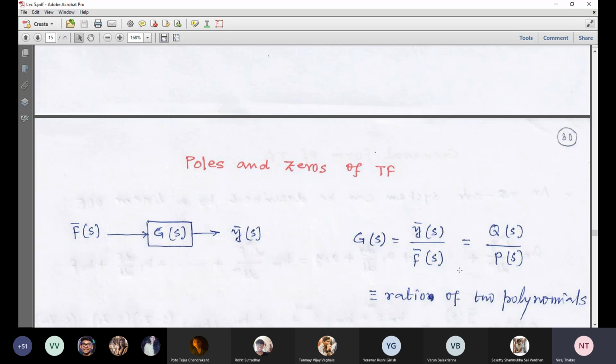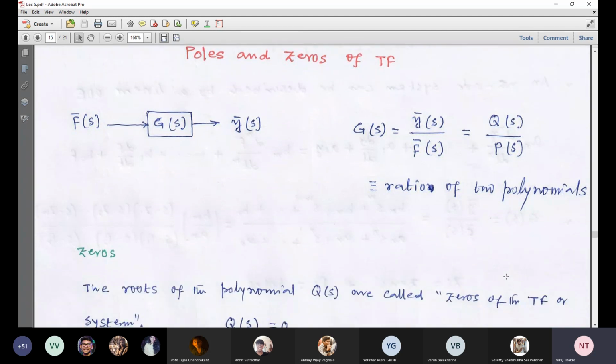Now we will consider this transfer function as the ratio of two polynomials. One is in the numerator, and we denote it by capital Q. Another polynomial is in the denominator, and we represent it by capital P. So the transfer function is basically a ratio of two polynomials.